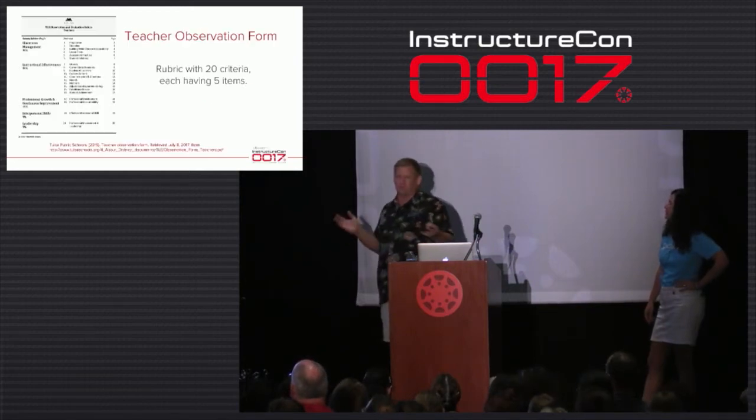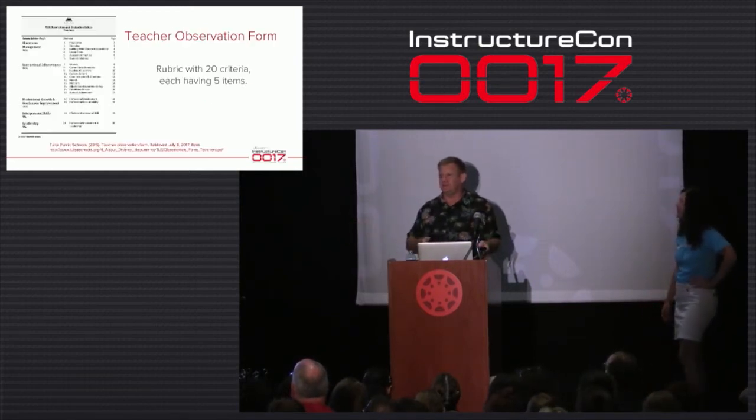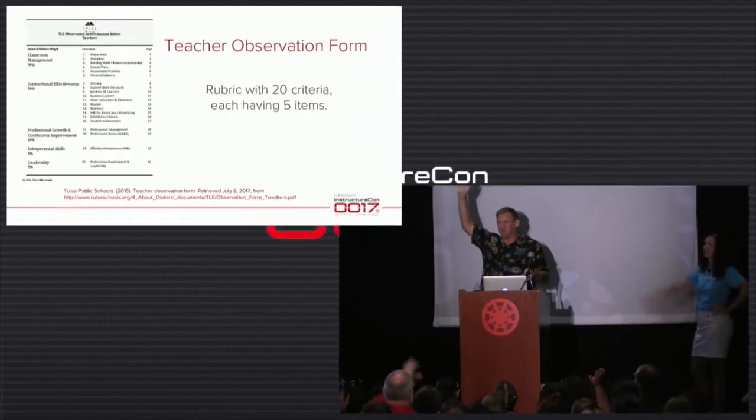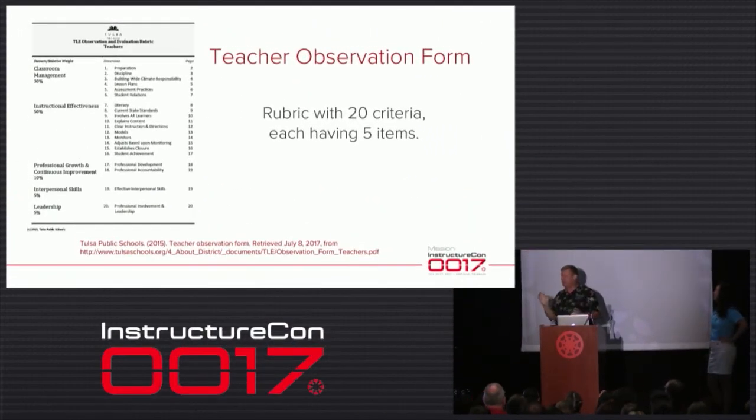Let's say that you have a rubric that you want to put into Canvas. Anyone used rubrics in Canvas at all? Okay, good. Then you're going to know what I'm talking about when I go through this. I borrowed this from Tulsa Public Schools. I've got a rubric. It's got 20 criteria. Each of them has 5 items.